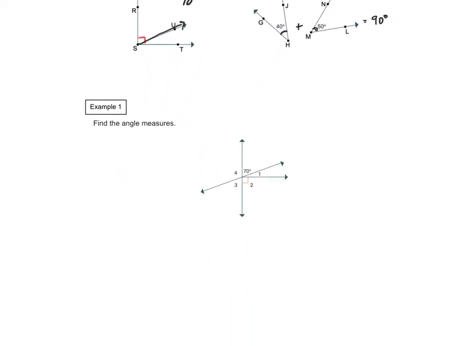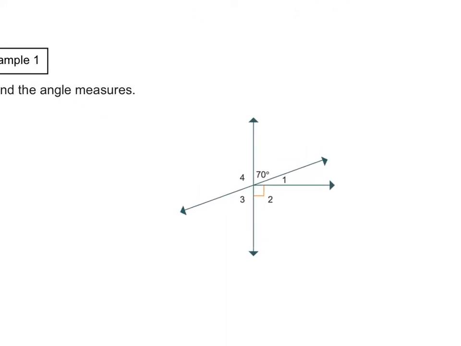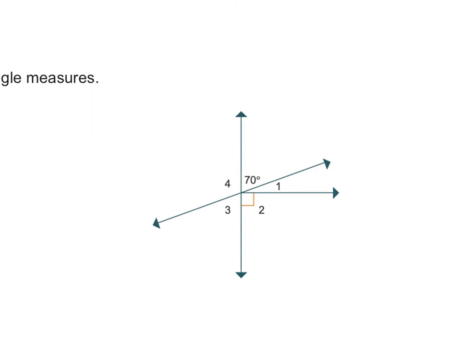Looking at example number 1, find the angle measures. All right, so what do we know here? If this angle is 90 degrees, I know that here is a straight line, and a straight line is going to make 180 degrees. So I know that this angle and this angle added together should also be 90 degrees. And I could simply say that angle 1 is going to be 90 degrees minus 70, which is going to be 20 degrees.